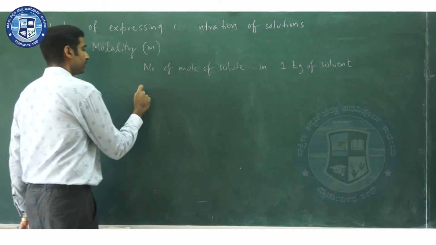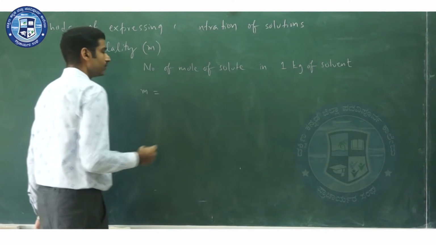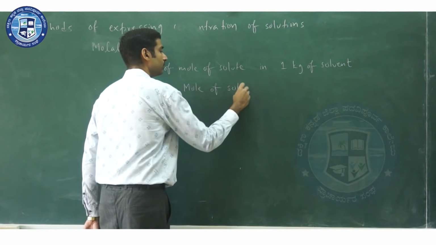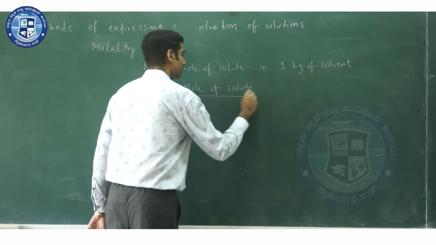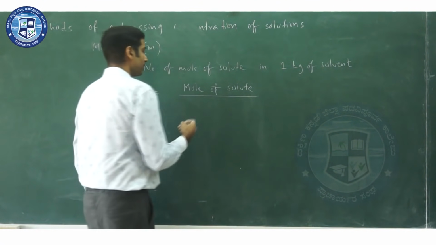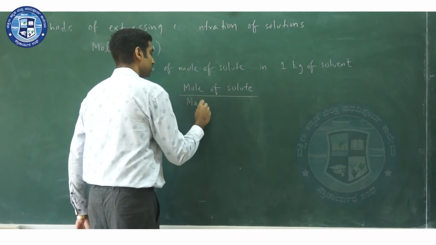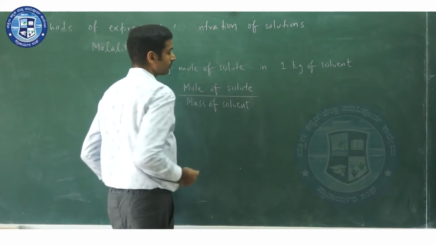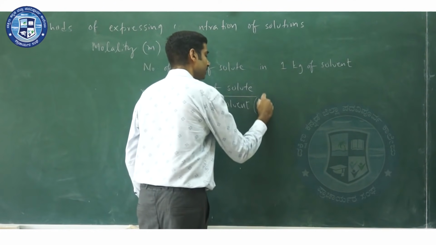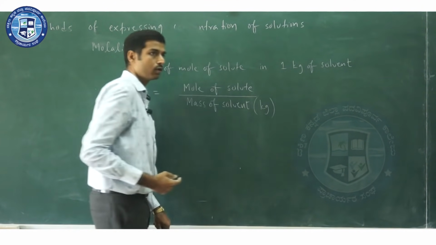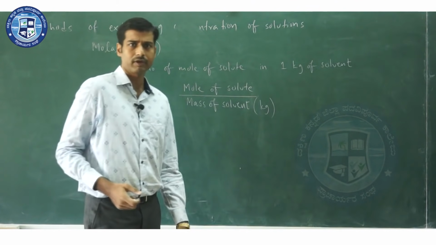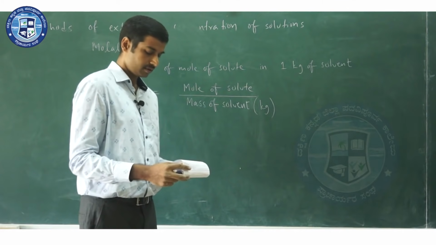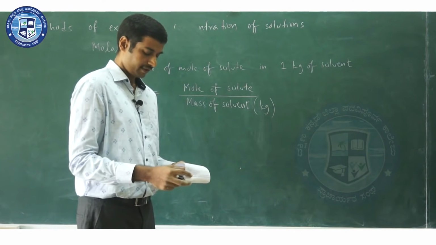Hence, the formula that can be listed will be number of moles of the solute divided by mass of the solvent, expressed in terms of kilogram. Let us solve a problem to illustrate how concentration can be expressed in terms of molality.